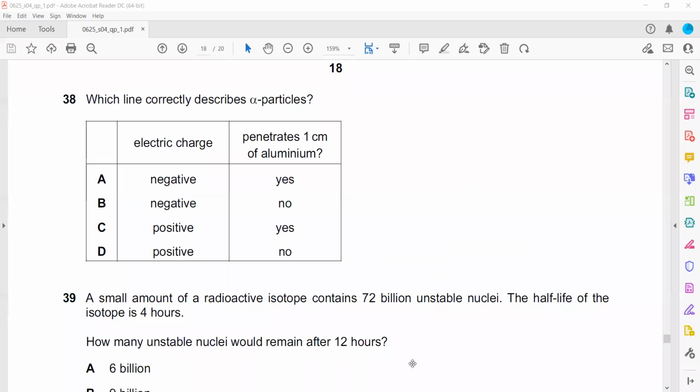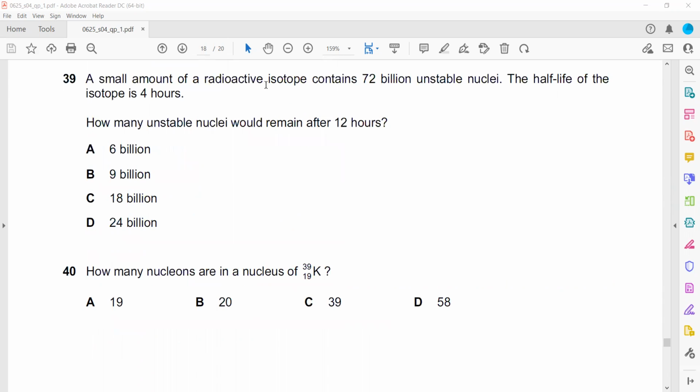In this question, which line correctly describes the alpha particles? So what are alpha particles? They have a positive charge and penetration through 1 centimeter of aluminum means, can they pass through aluminum? So they cannot pass through aluminum. So alpha particles are positively charged and they cannot penetrate or pass through aluminum, because if paper can stop alpha, aluminum can definitely stop alpha particles. So alpha particles have lower penetration, they cannot pass through. That's why D is the right answer.